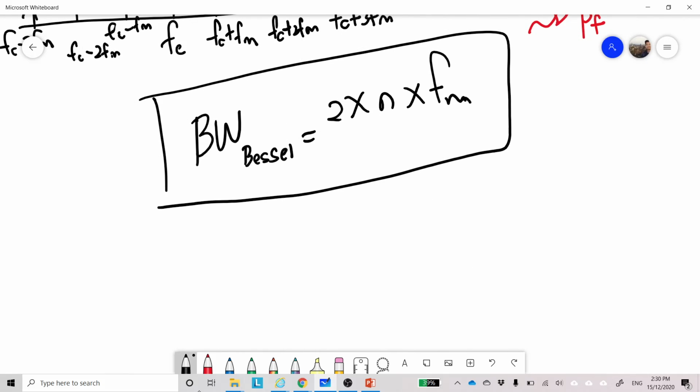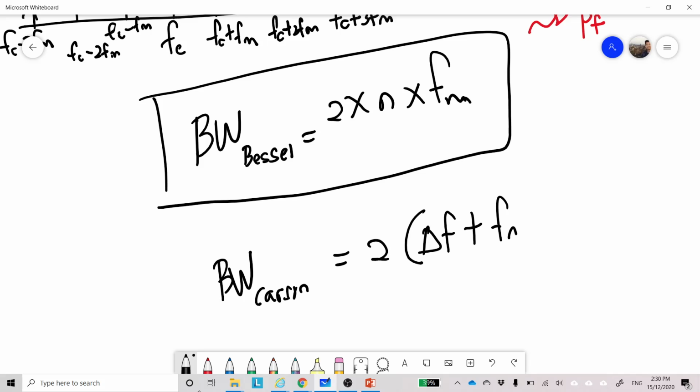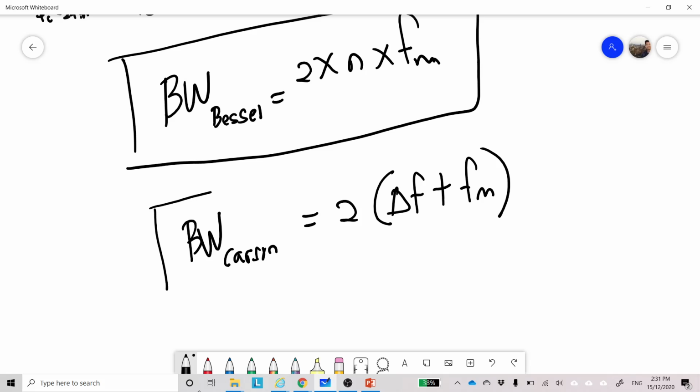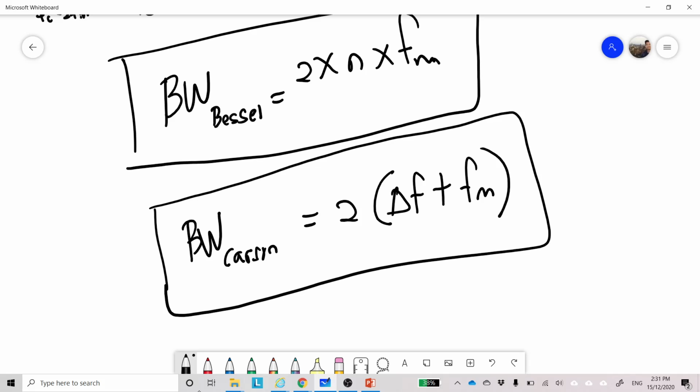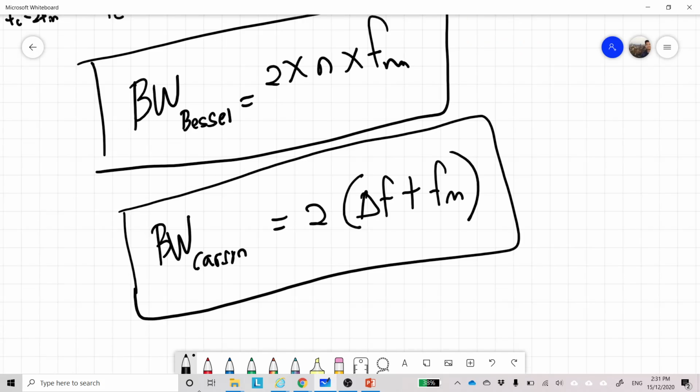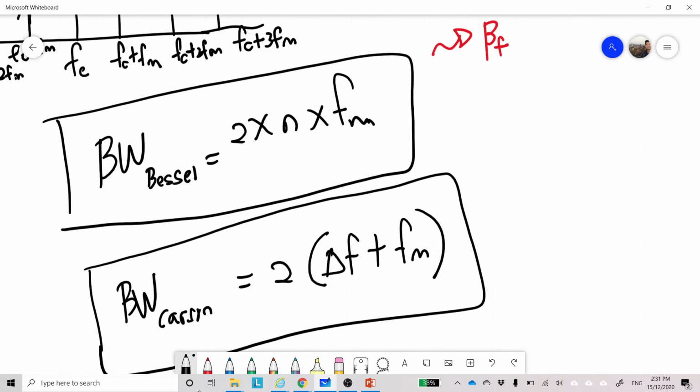Okay, so kita ada lagi satu parameter what we call as the bandwidth by Carson. Okay, which is equal to 2 times delta f plus fm. In this case, you don't need to find the beta f. Okay, so Carson's is based on approximations, so you're going to see that the bandwidth by Carson is less than the bandwidth by the Bessel. Okay, so bandwidth unitnya adalah dalam hertz. Okay, dalam sebutan hertz.